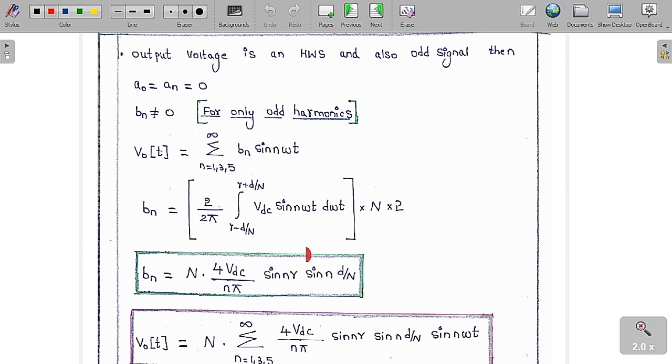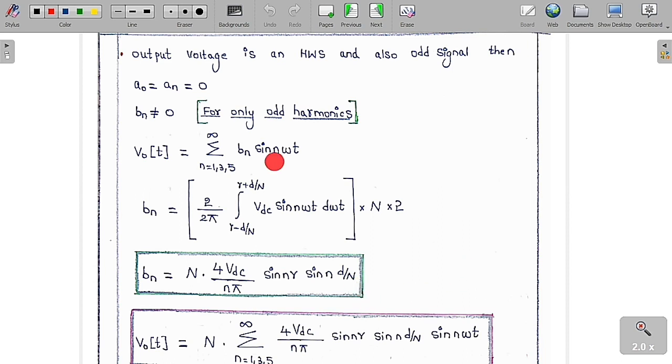So if you solve this, we are going to get finally Bn is equal to n into 4 VDC by n pi sin n gamma into sin n d by n. So Bn is equal to n into 4 VDC by n pi into sin n gamma into sin n d by n. So this is the value of Bn we are going to get.